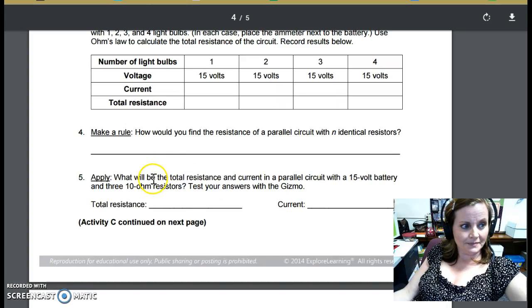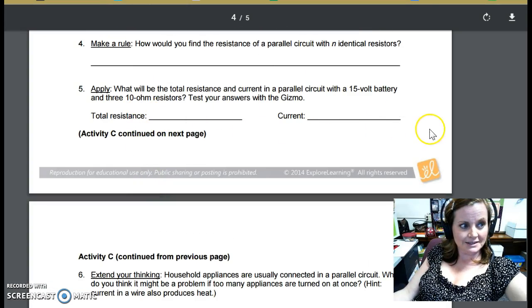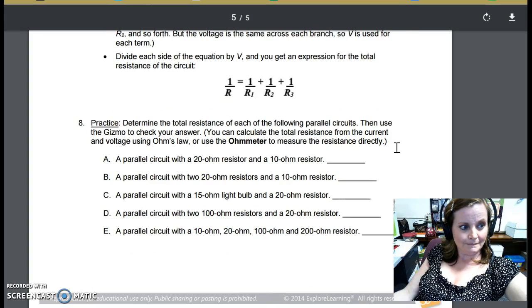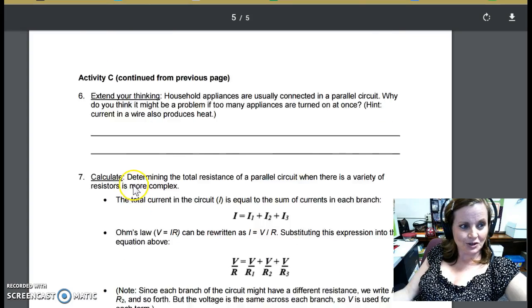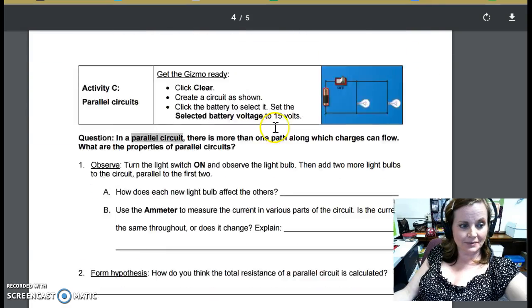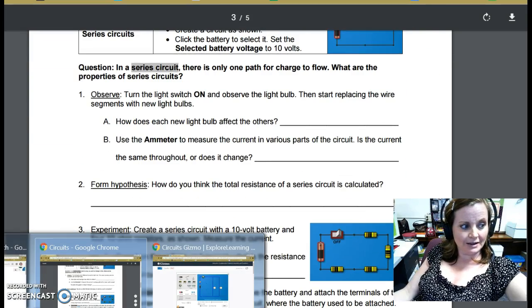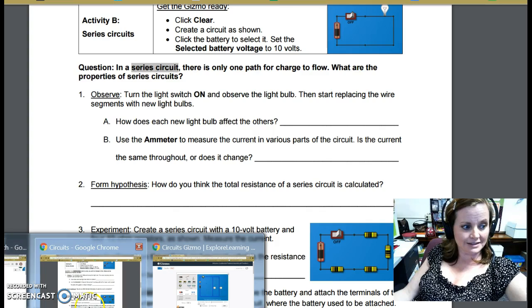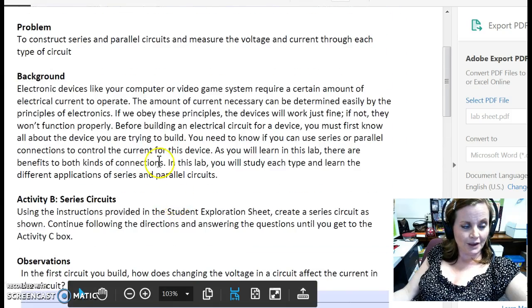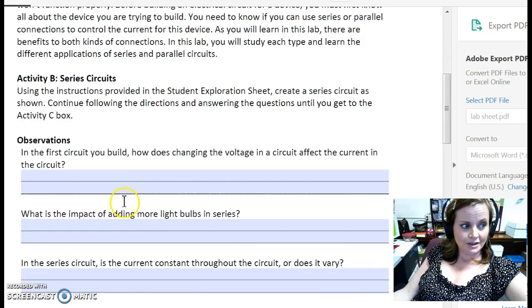And then make a rule. And then you're going to take a guess and extend your thinking. Okay. Do some calculations using Ohm's law, using some of these formulas here. And finally, what you're going to end up turning in, remember, is not any of these. You are going to go to this sheet here and transfer some of your answers onto this sheet.